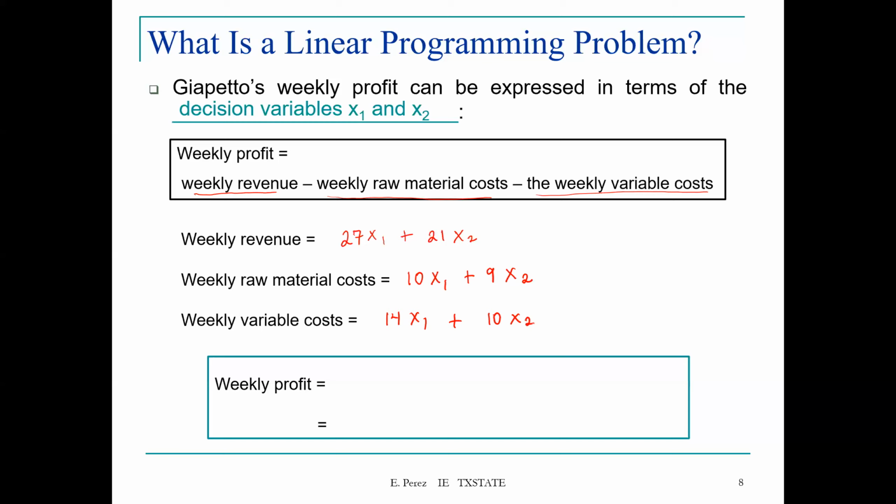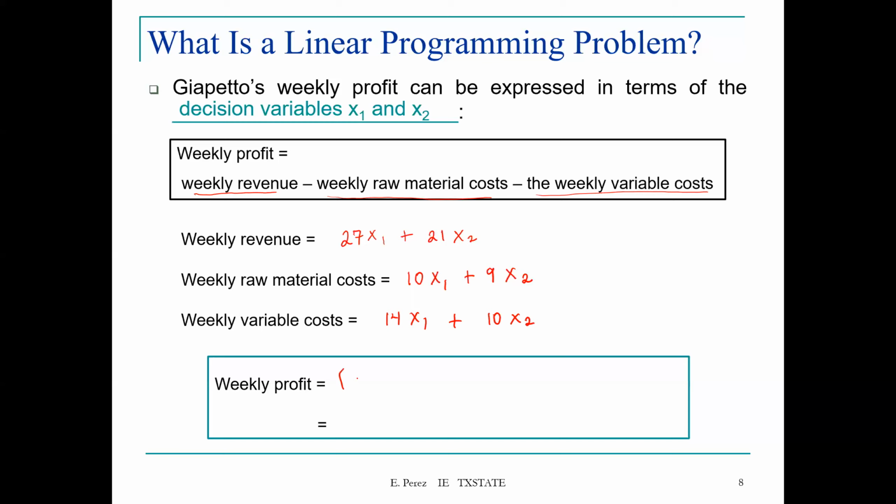So if I sell 100 trains, I multiply that by 21 to get the revenue. Then I multiply 9 times 100 to get the material cost, and 10 times 100 to get the weekly variable cost. The difference between the revenue and the material and variable cost is what gives me the profit.